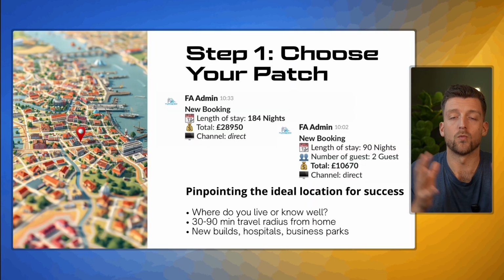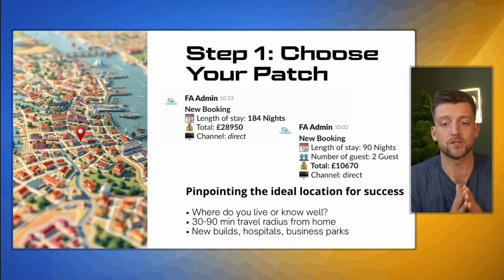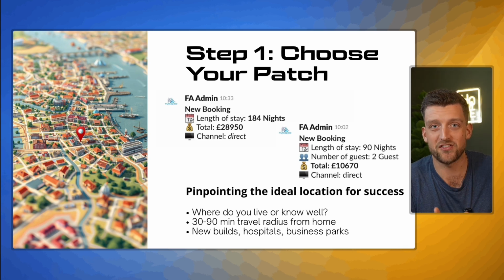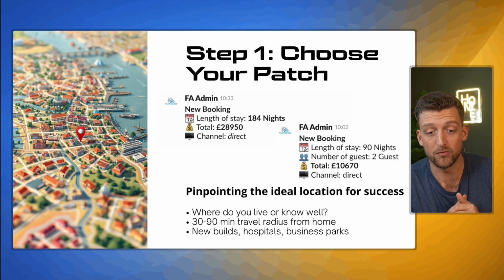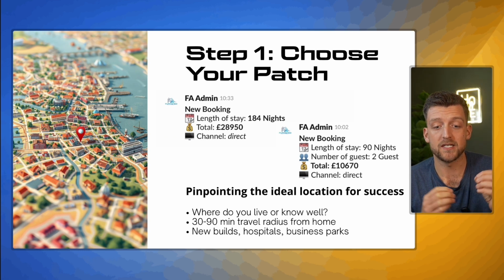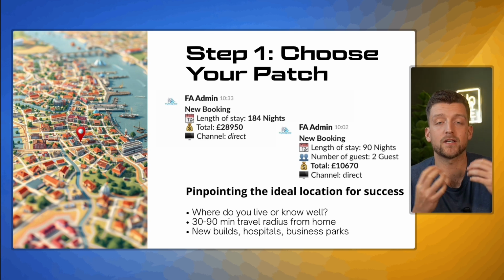So it's phase 1, what is your patch? And I put a few of the bookings that we've got recently in our patch. So nearly a 30 grand booking, which works out at 6 months, and another booking that we've got there that was 90 days, 90 nights for £10,000. So that's a little bit over 3 months, so a little bit over £3,000 a month for that one there, which is crazy.